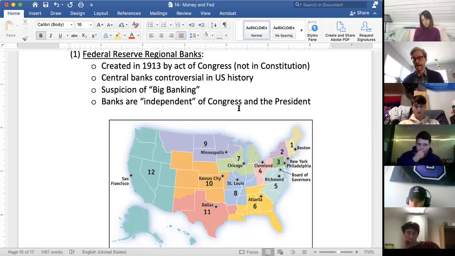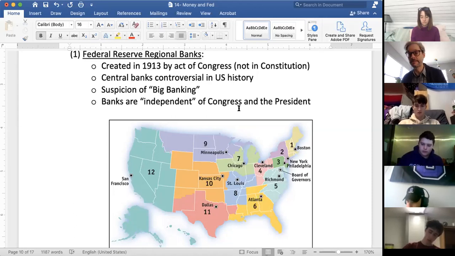Here was the compromise that members of Congress made. We are afraid of having one big central bank. So how do we minimize that fear? Let's make 12 smaller central banks. And so basically the system was very decentralized. Because of this suspicion of big banking, they created a very decentralized system in which power was diffused across the country.